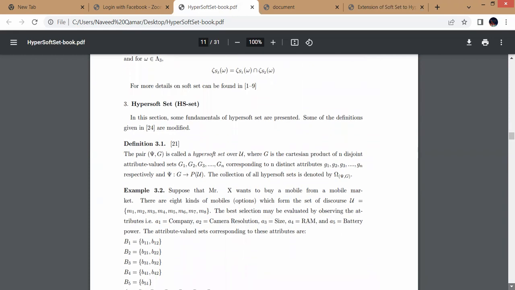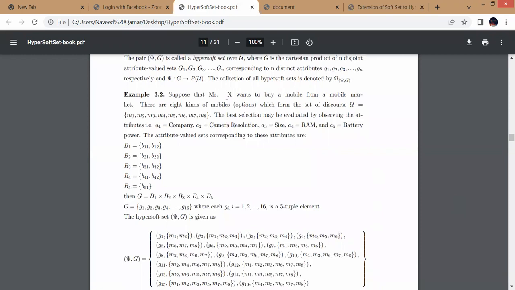If we discuss this example, suppose that Mr. X wants to buy a mobile from a mobile shop or market. There are 8 kinds of mobiles like M1 mobile, M2 mobile, M3, M4 and so on. The best selection may be evaluated by observing the attributes like A1 is company, A2 is camera resolution, A3 is size, A4 is RAM, and A5 is battery power. So these are five attributes.